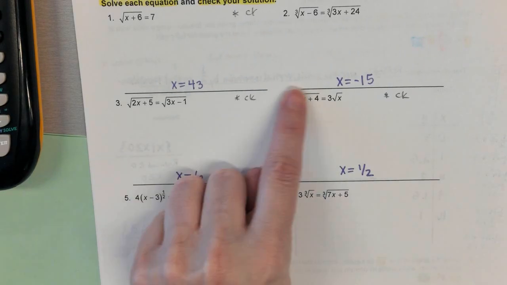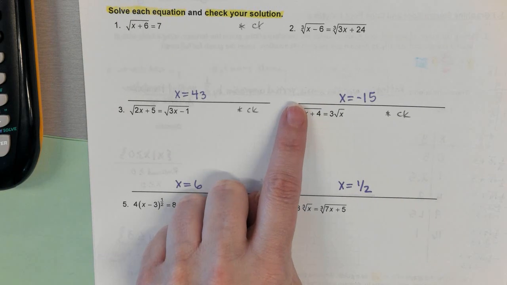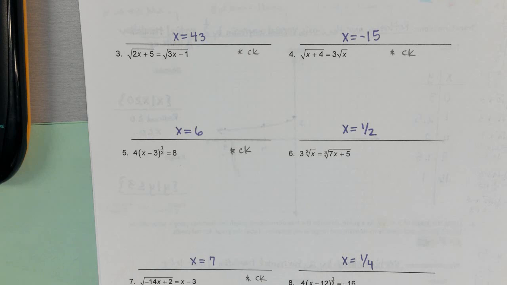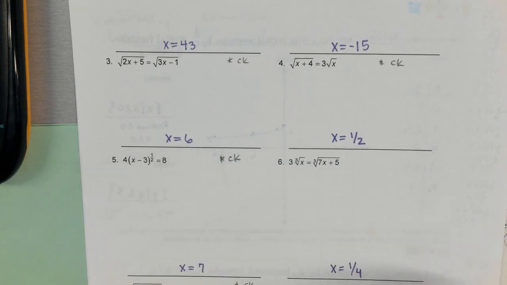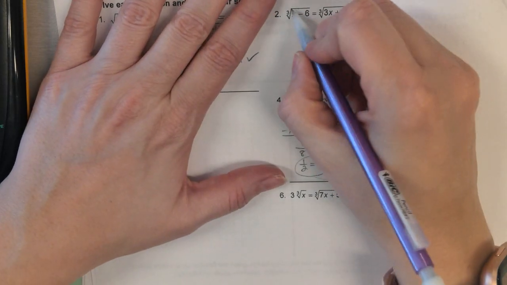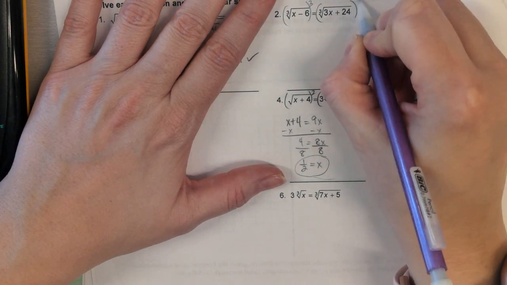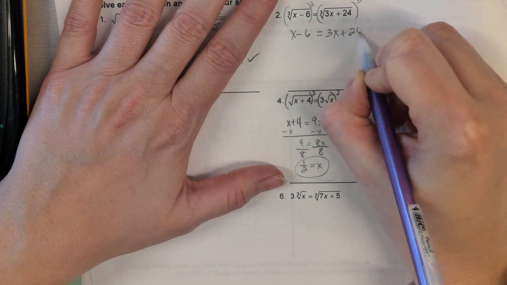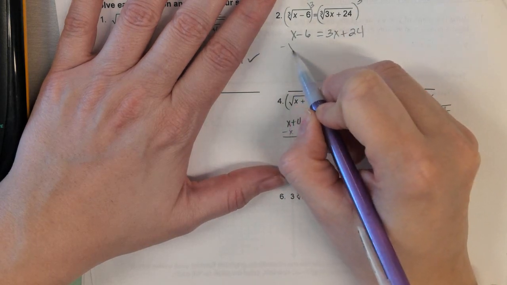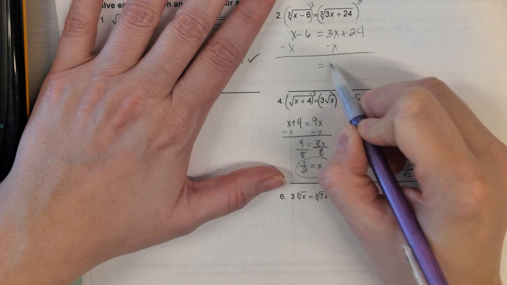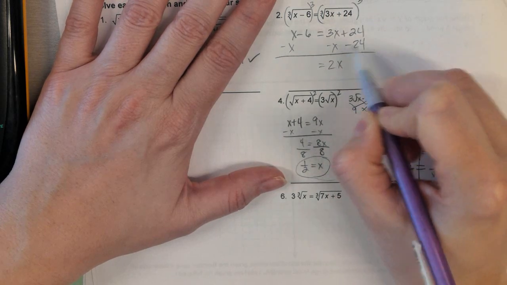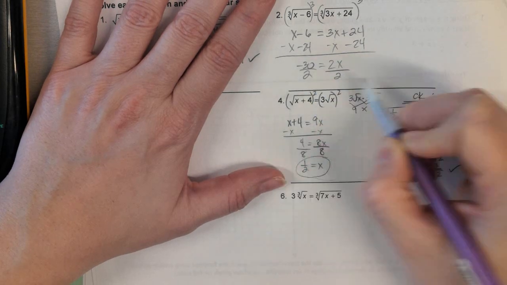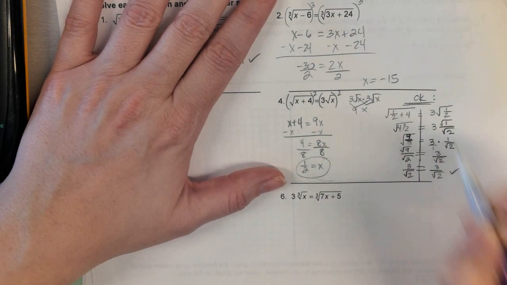All right, questions for me on 1 or 2? 1 or 2 are good? So if you cube both sides, and you do need to show this step, this is part of your process, was 3x plus 24. So if you move x over here, you get 2x minus 24. Yep, you should have negative 30. So negative divided by the positive. That's how you look at it.